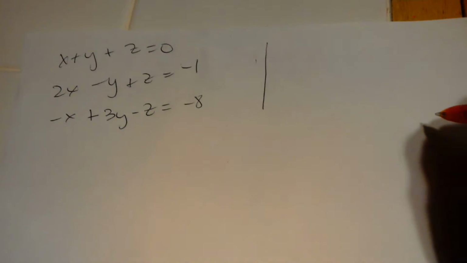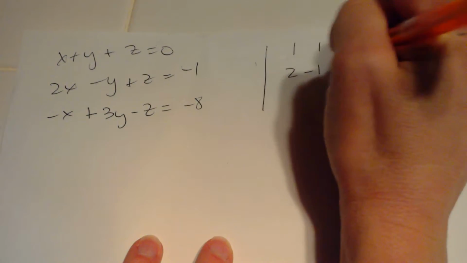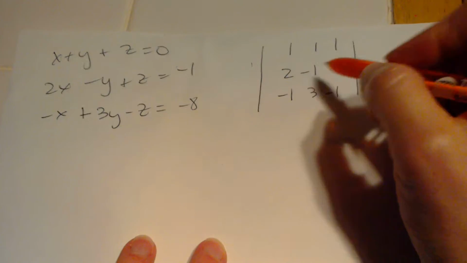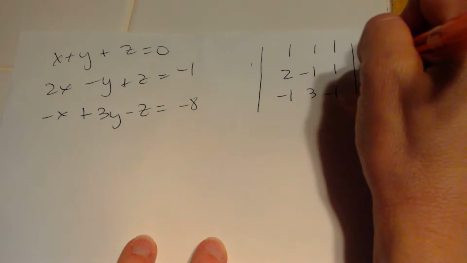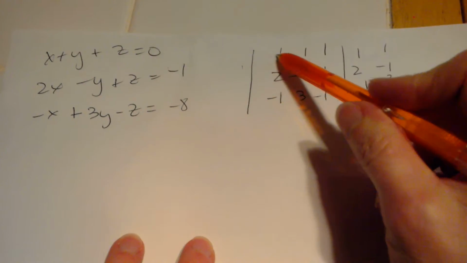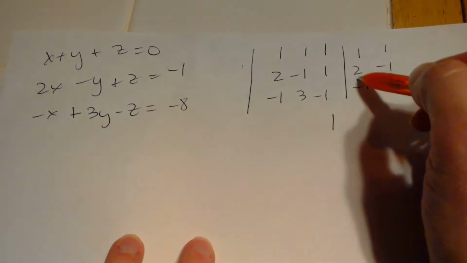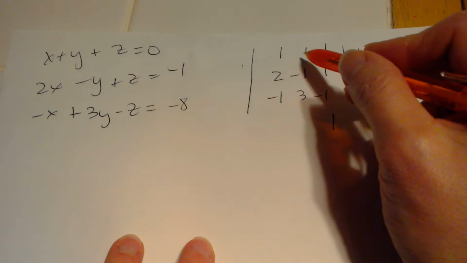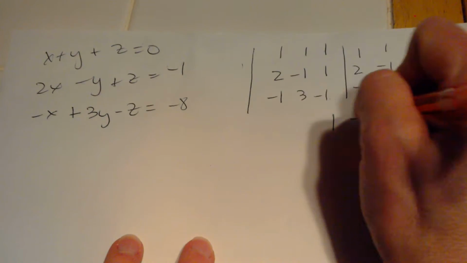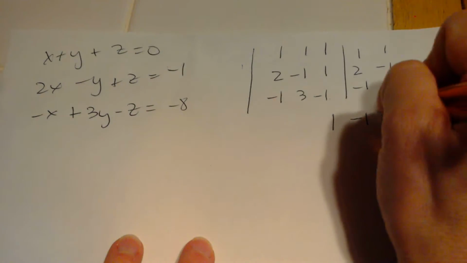We're going to treat these the exact same way we treated the others. So I've got 1, 1, 1, 2, negative 1, 1, negative 1, 3, negative 1. I'm going to rewrite the first 2 columns: 1, 2, negative 1, and 1, negative 1, 3. I'm going to multiply down the diagonal. Right here, I multiply down this diagonal, so I've got 1, 1, negative 1, so it's a negative 1. And then starting here, I've got 1, 2, 3, so it's going to give me a 6.